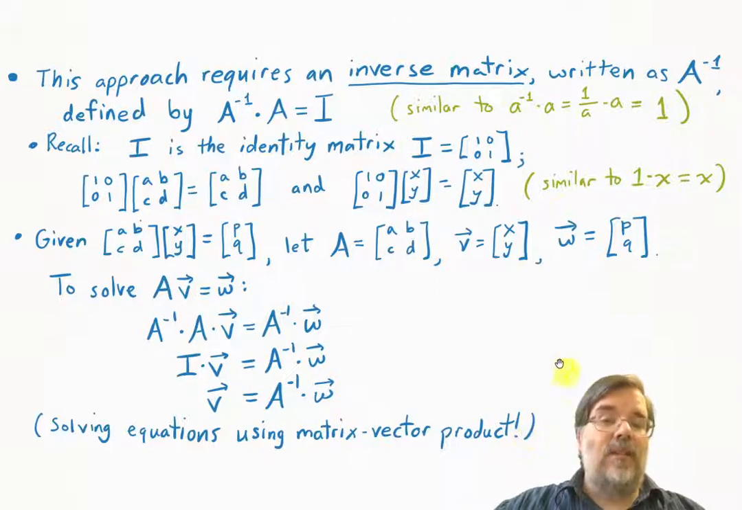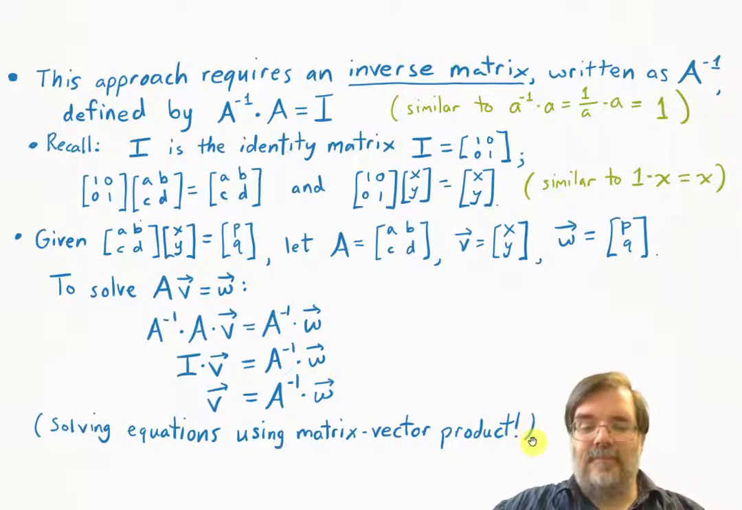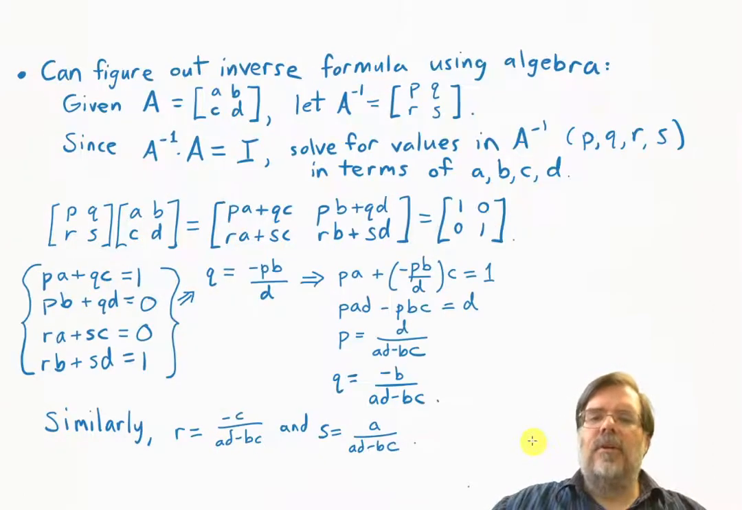Right? And that could potentially go even quicker than calculating row-reduced echelon form. Whether it's quicker or slower, it is always good to have more than one way to solve a problem, and check your answer. Okay, so how do we figure out the inverse formula? Well, we're going to use algebra.